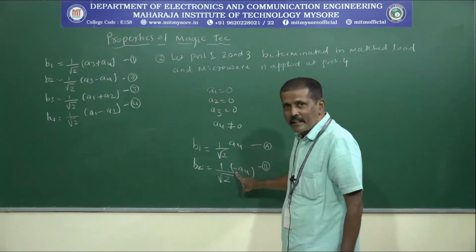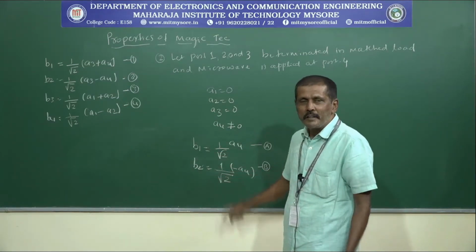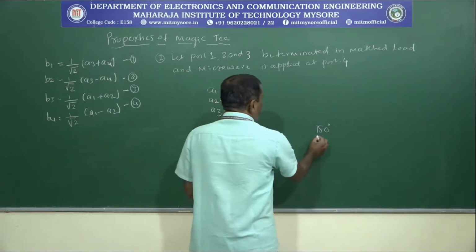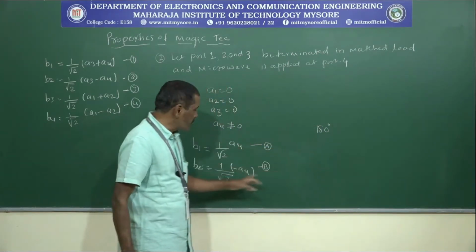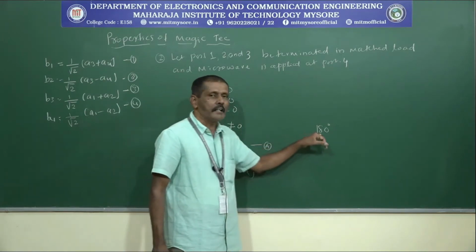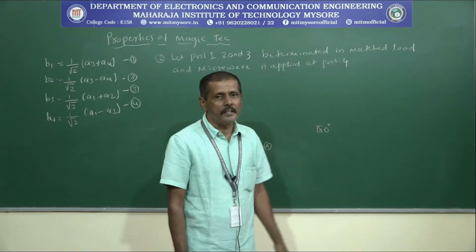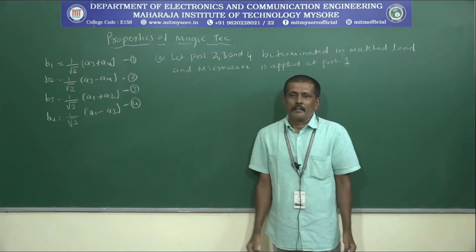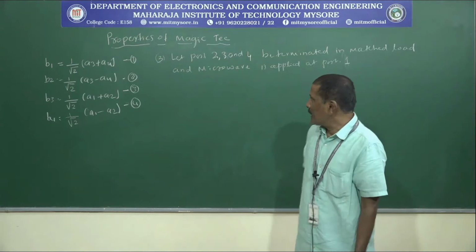This minus sign is indicating that the port 1 and port 2 signal magnitudes are the same, but those two signals are 180 degrees out of phase with each other, and the sign is indicating that they are 180 degrees out of phase with each other. Now, let us see property number 3.